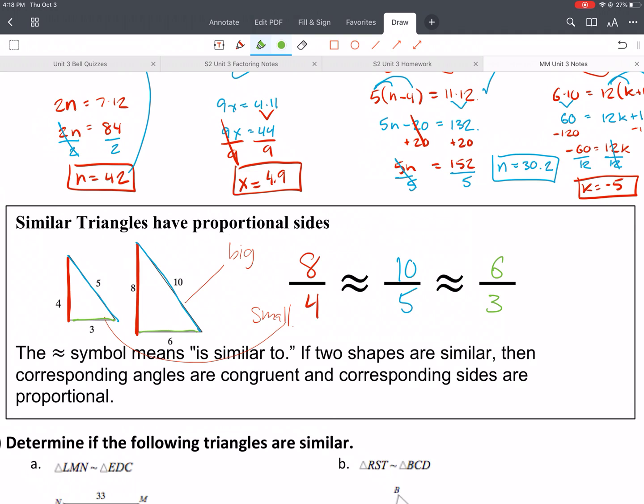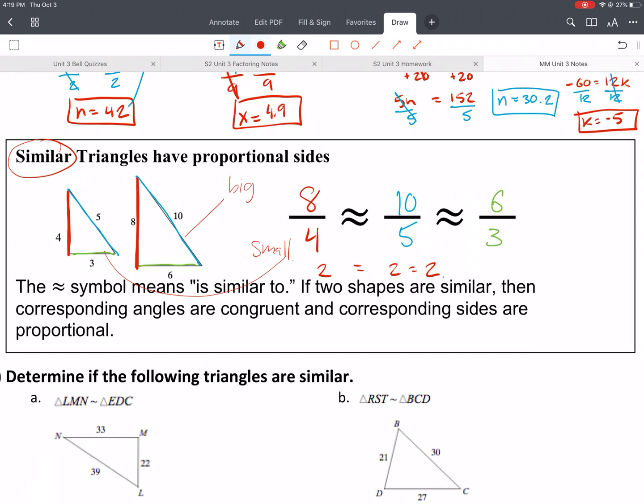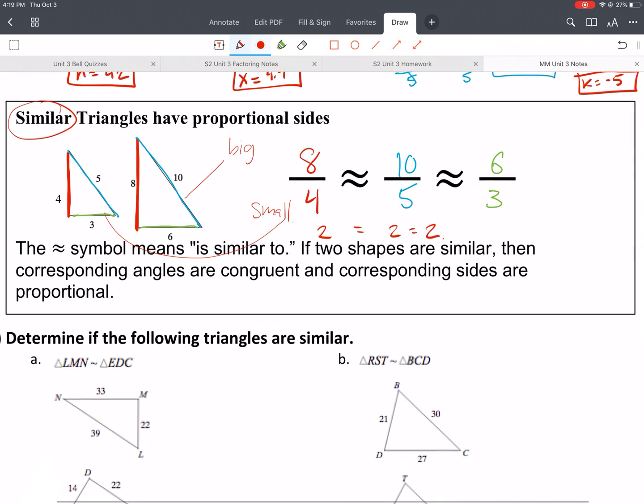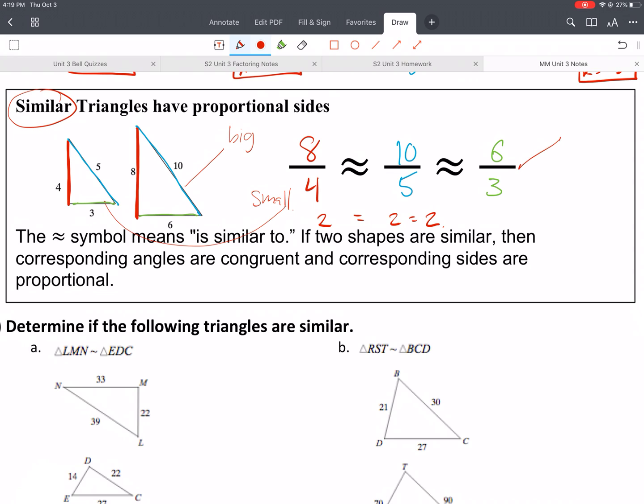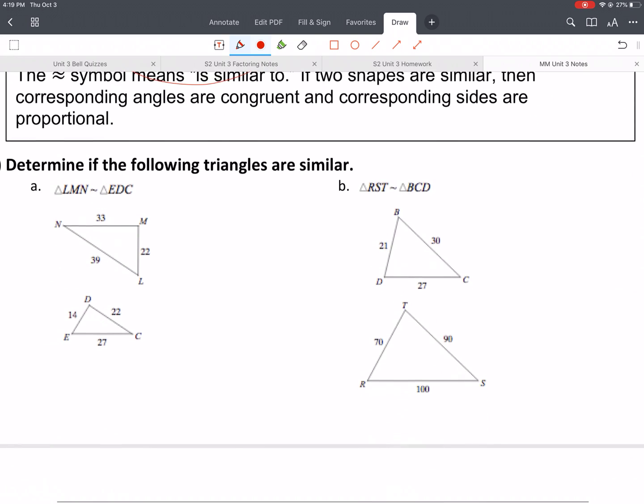As you notice, all of the smaller triangle numbers are on the bottom, and all of the big triangle numbers are on the top, and they're all corresponding. After that we could simplify and notice that that would be 2 equals 2 equals 2. And since all of the sides are proportional, then we can say that they are similar. So we'll have problems like that where you'll need to show that they are similar by doing proportions like that. Let's do some examples.